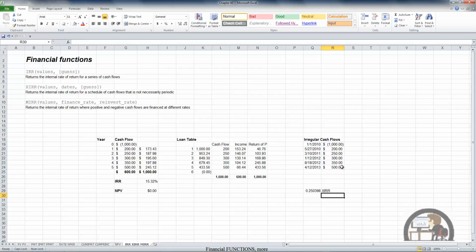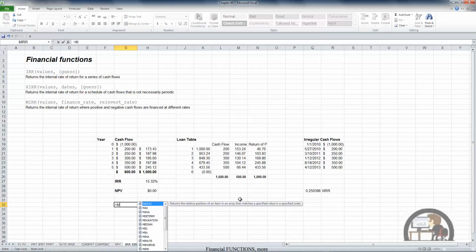The MIRR, the modified internal rate of return, calculates a return on the investment a bit differently. I'm going to go back over here and input a MIRR function, equals MIRR, tab. The values are the series of cash flows, including the investment itself. The finance rate is what it cost us to borrow that $1,000 and make the investment. For companies, this could be a weighted average cost of capital. It could be the interest expense paid on the loan minus the tax benefit.